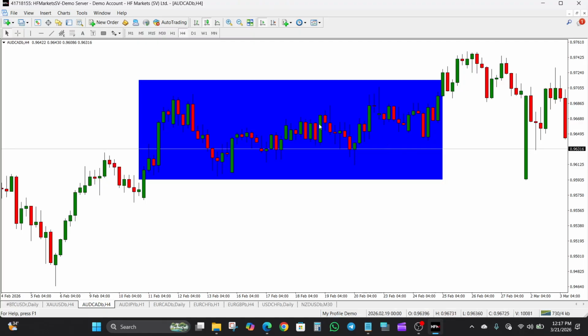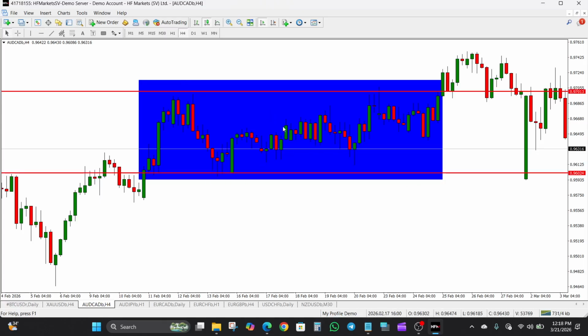A channel forms when price moves between two parallel lines, a support level at the bottom and a resistance level at the top. Think of it like a bouncing ball. Price goes up, hits resistance, comes down, hits support, and repeats the pattern.